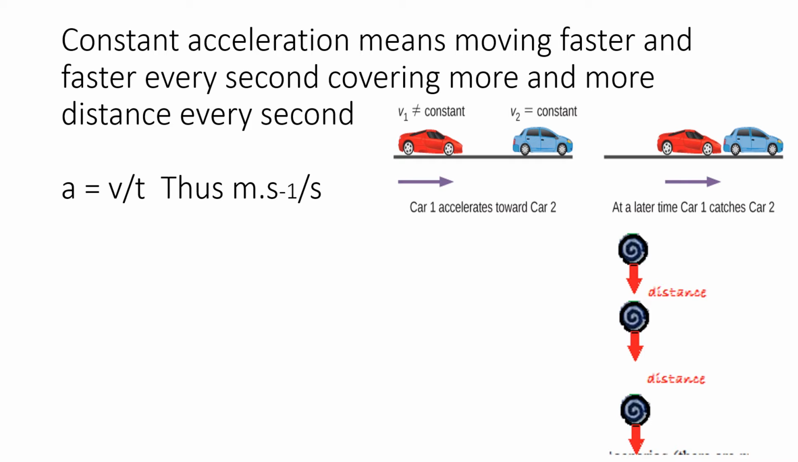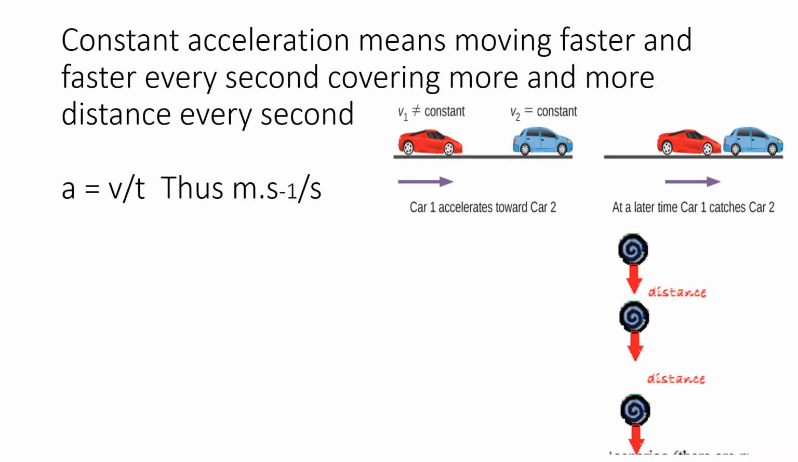Let's look at two illustrations. The one is the two vehicles. Car 1, the red car, accelerates towards car 2. Car 2 was traveling at a constant velocity. Car 1 catches up because car 1, the red car, was accelerating, covering therefore more and more distance every second, more so than the blue car.